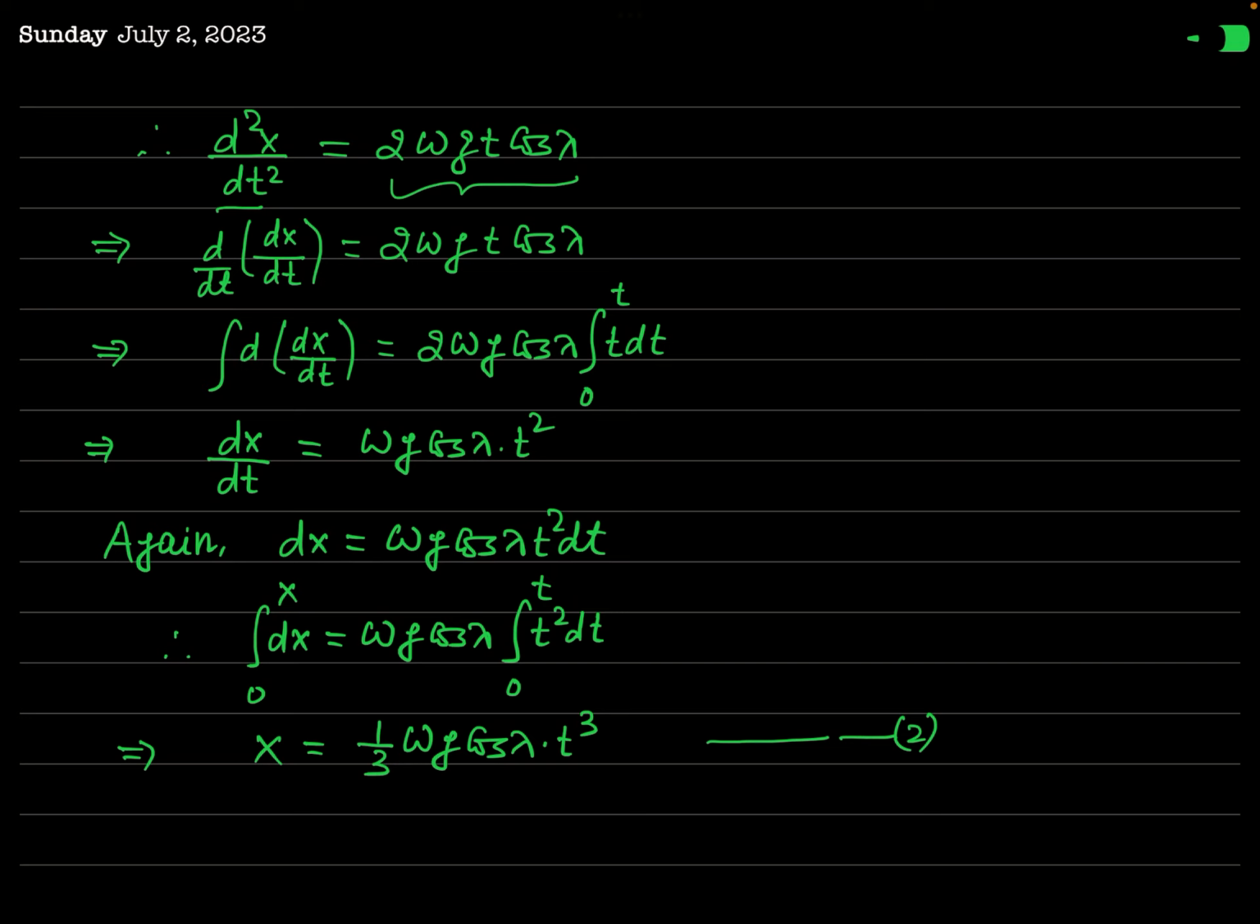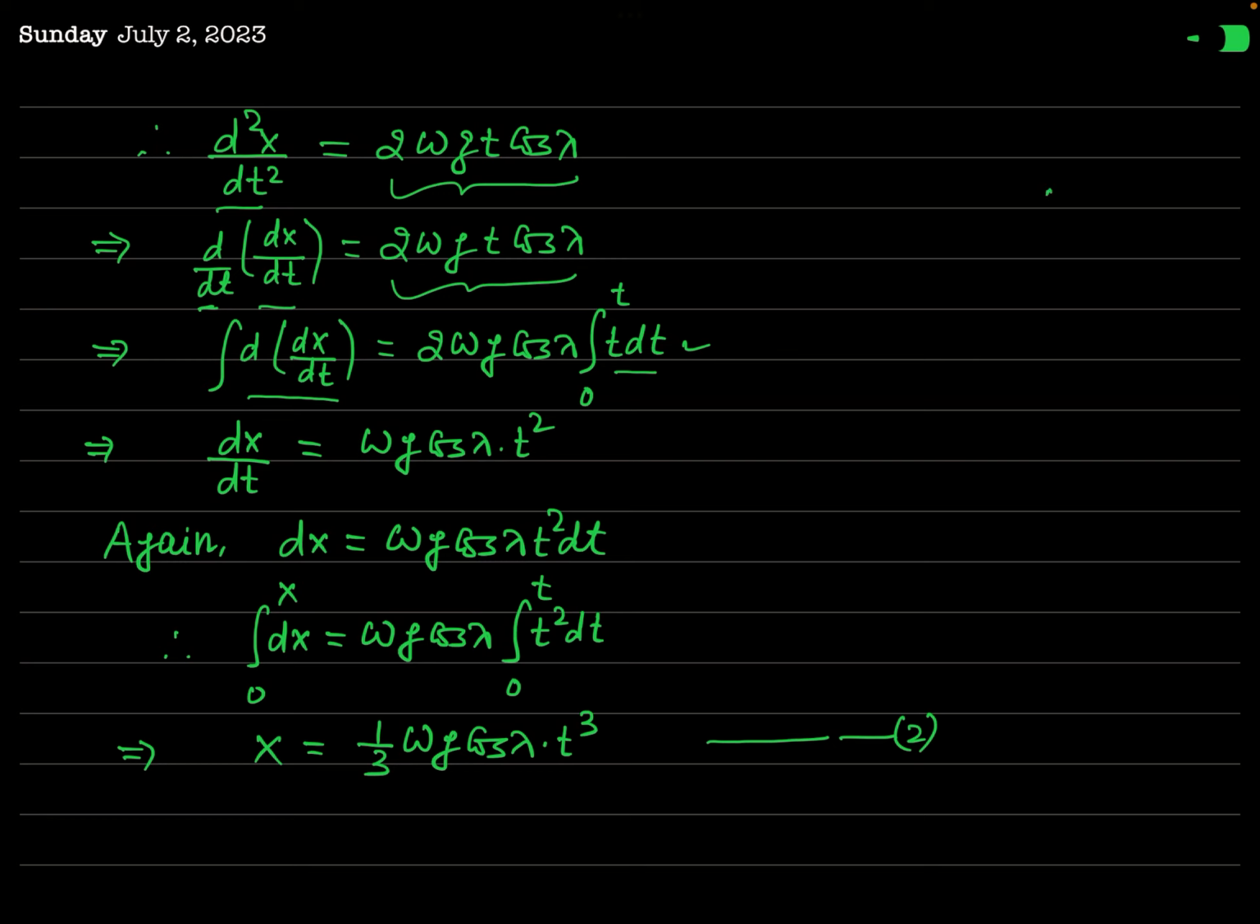Now let us see. This d2x by dt square can be written as d/dt of dx by dt, and that will be equal to this much. This is 2 omega g t cos lambda. Now bring this dt here, okay? And so you can write this is simply the differential of dx by dt, and that will be equal to 2 omega g cos lambda t times dt. Now let us integrate it.